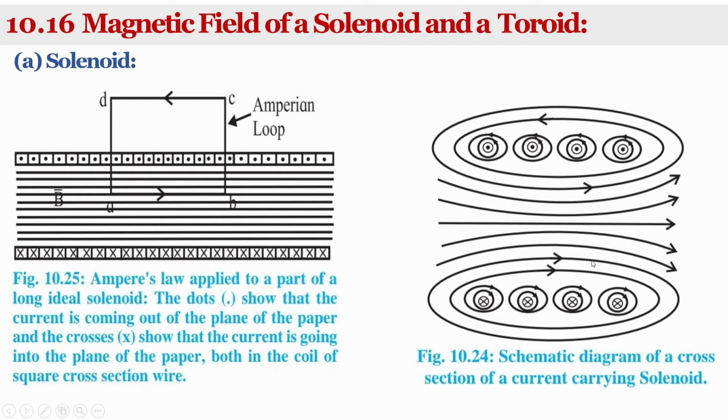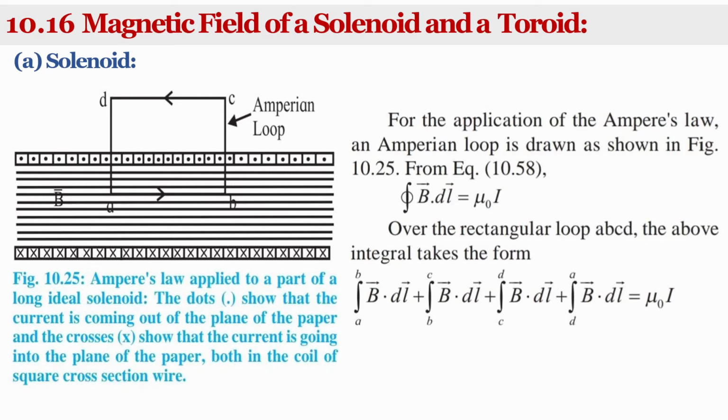While we consider the magnetic field of a solenoid, for the application of Ampere's law, an Ampere loop can be considered as shown in this figure. The formula according to Ampere's law is the line integral of B dot dl equals mu naught I.